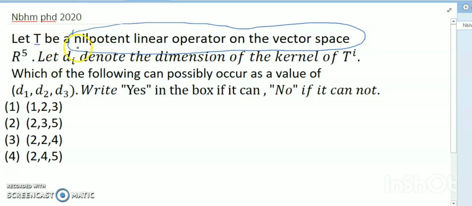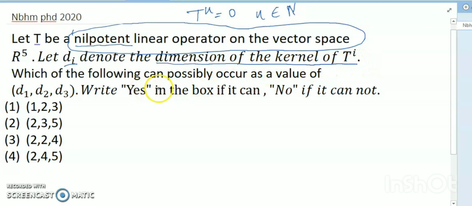Nilpotent means T to the power n equals 0, where n belongs to the natural numbers. And let d_i denote the dimension of the kernel of T^i. This point is important.